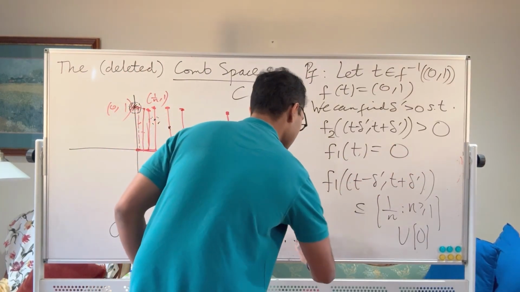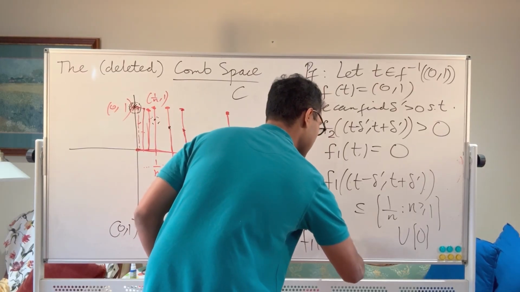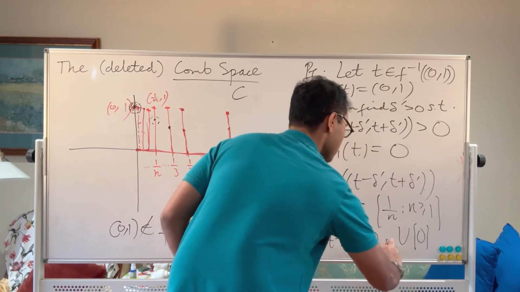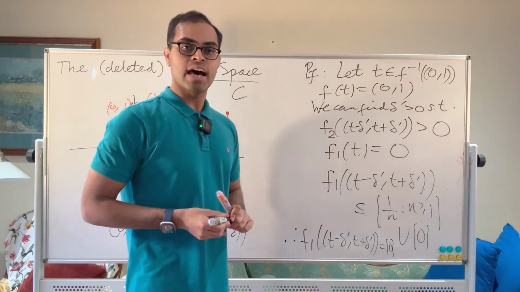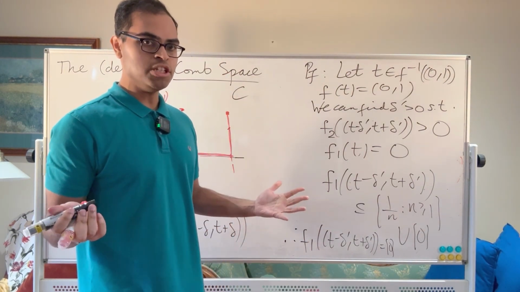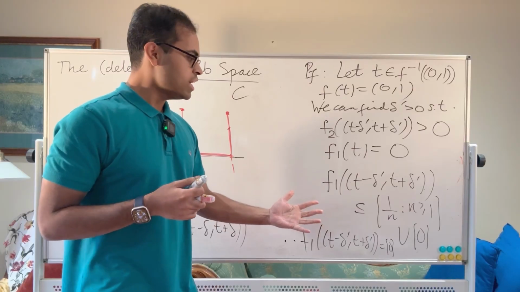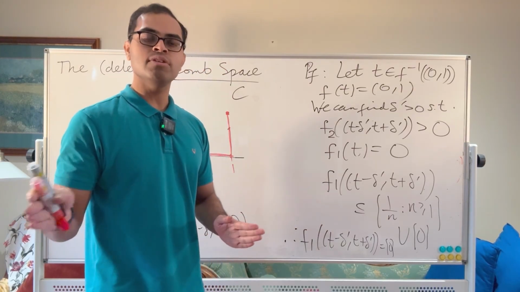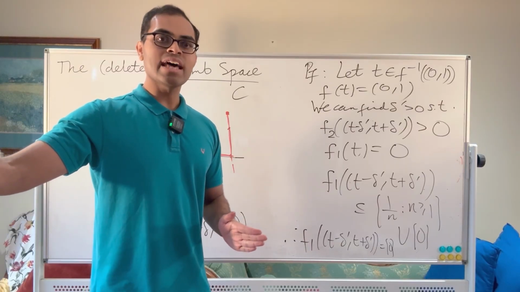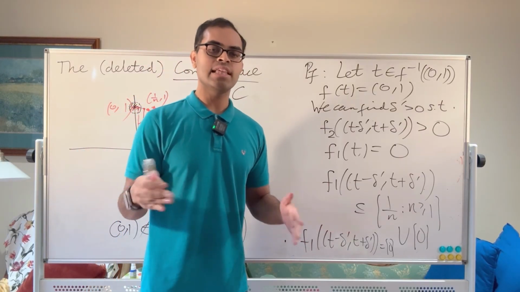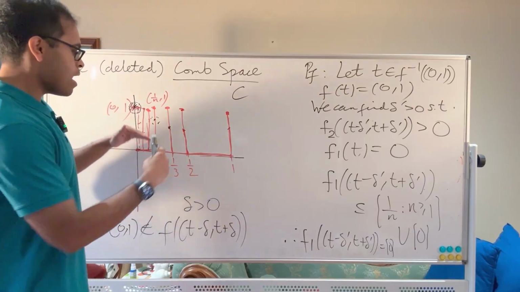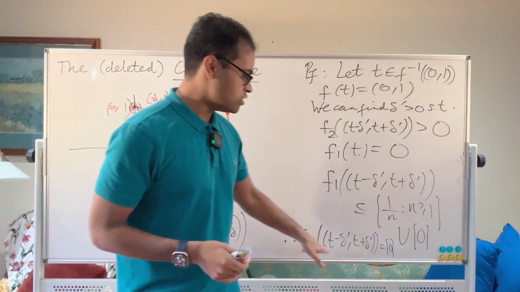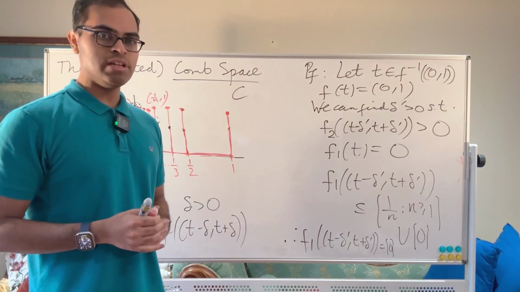So f1 of the entire interval (t minus delta prime, t plus delta prime) has to equal 0. Why is that? Because f1 is a continuous function, since f is a continuous function, the intermediate value theorem would say that f1 would assume every value between 0 and that 1 over n. That would be a contradiction because, as I said, there are no x-coordinates on the comb space above the x-axis other than the 1 over n's. So f1 of this has to equal 0 by the intermediate value theorem.